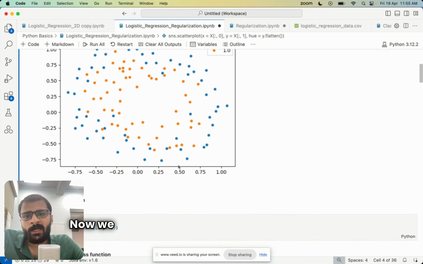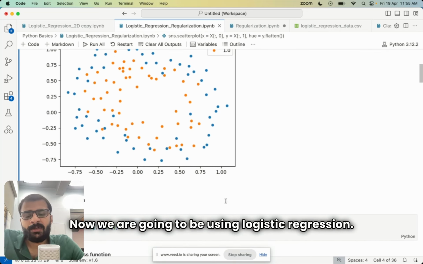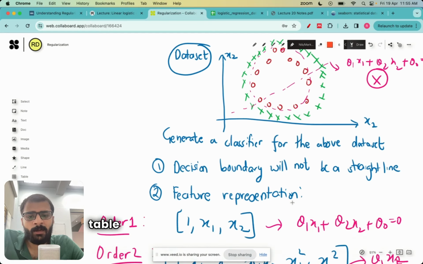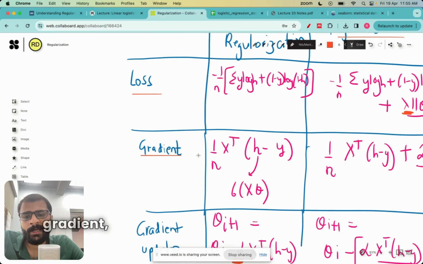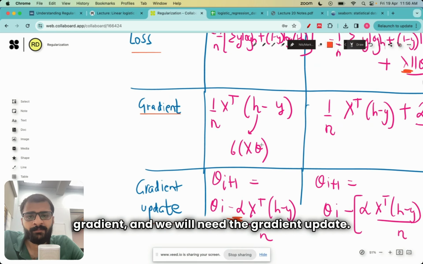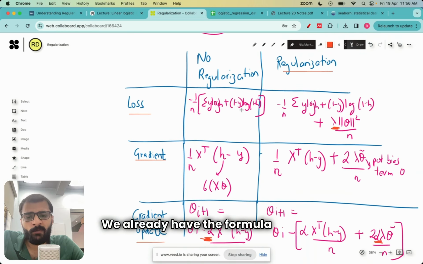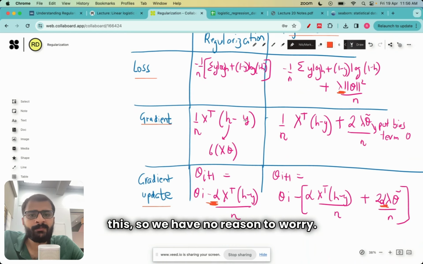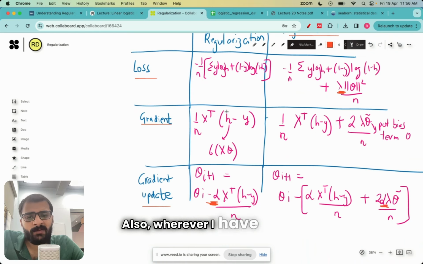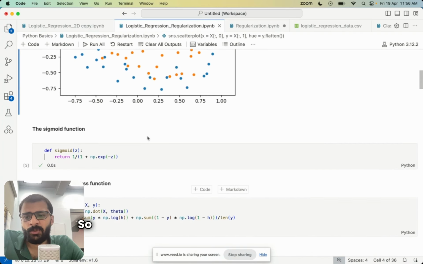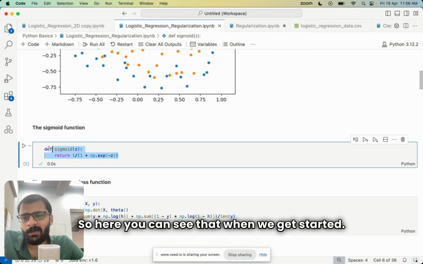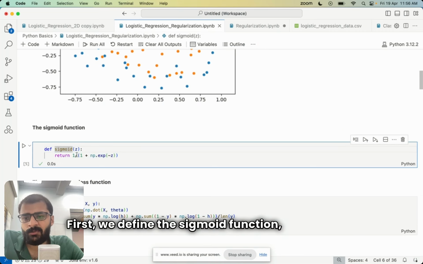Now, we are going to be using logistic regression, and just like we have seen in this table over here, we will need three things. We will need the loss, we will need the gradient, and we will need the gradient update. We already have the formulae for all of this, so we have no reason to worry. Also, wherever I have written h here, it's the sigmoid function. So of course, we'll need to define the sigmoid function initially. So here you can see that when we get started, first we define the sigmoid function, which is 1 upon 1 plus e raised to minus z.